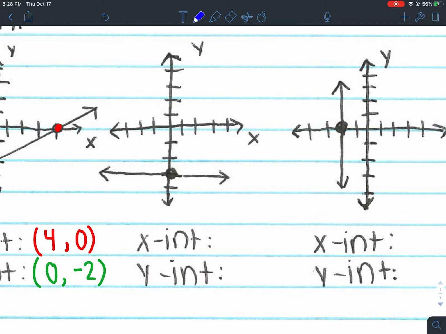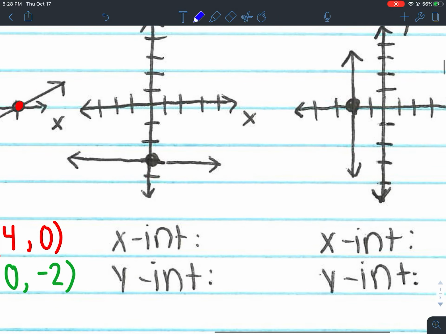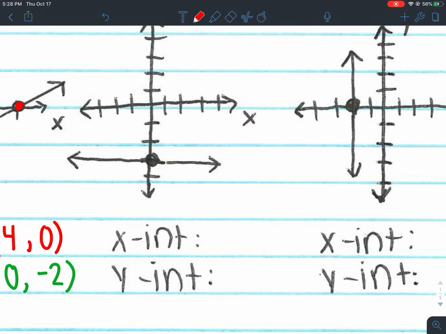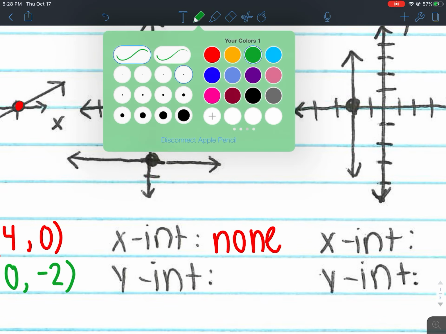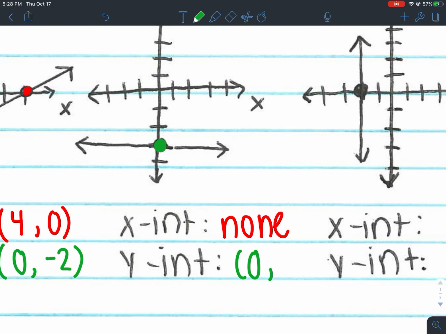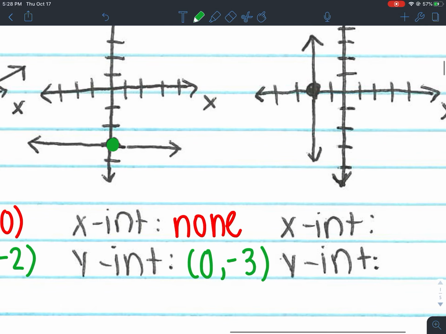All right, the next graph, we have a horizontal line, which if you didn't know, has a slope of 0, just for fun, right? A horizontal line has a slope of 0. And then I ask you, are there any x-intercepts? No, because it's never going to cross the x-axis. So for this, you would say none, that there aren't any x-intercepts. But we do have a y-intercept. It intercepts the y-axis at this point here, which is the point 0, negative 3.